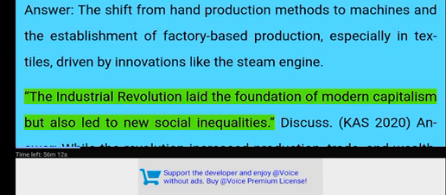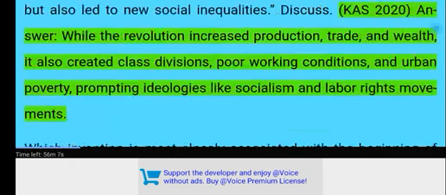The Industrial Revolution laid the foundation of modern capitalism but also led to new social inequalities. Discuss. CAS 2020. Answer: while the revolution increased production, trade, and wealth, it also created class divisions, poor working conditions, and urban poverty, prompting ideologies like socialism and labor rights movements.